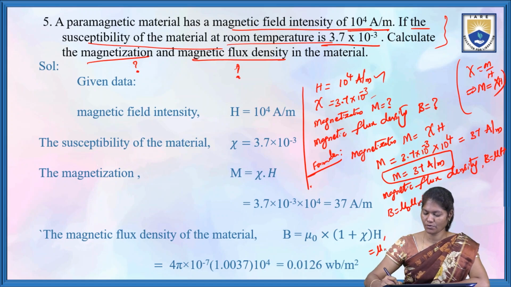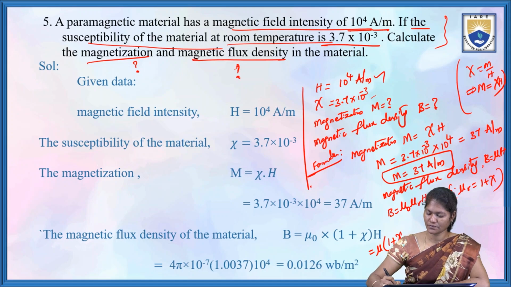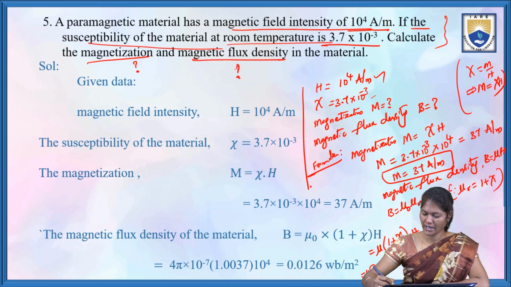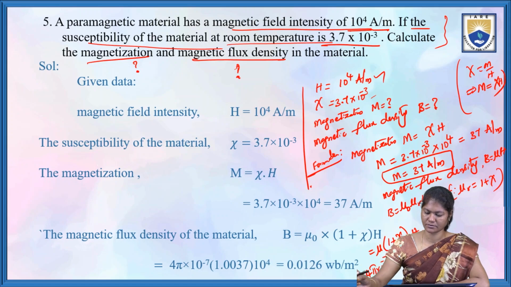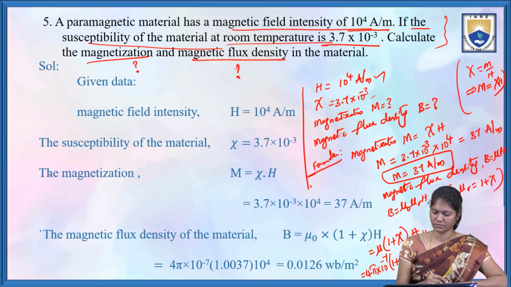So mu r directly I am writing here. Mu r is equals to 1 plus chi, so mu r is equals to 1 plus chi into H. So let's substitute 4 pi into 10 power minus 7 into 1 plus chi, 3.7 into 10 power minus 3, into H is 10 power 4.